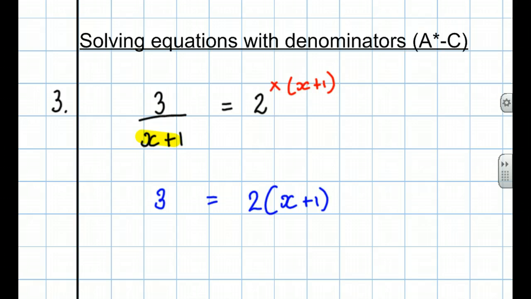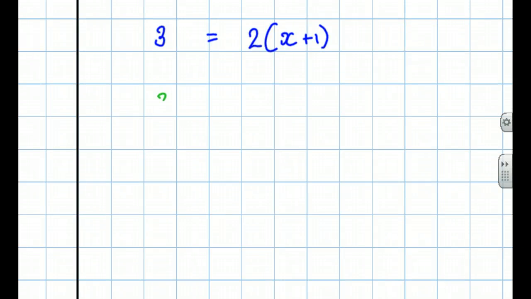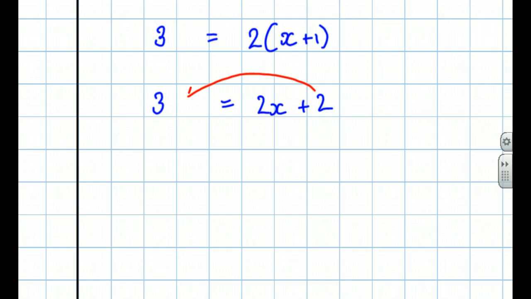Now what I'm going to do here is expand the bracket. So you get 3, must be consistent with my colours, blue is what the pupil should be writing. 3 is equal to 2x plus 2. Take 2 from both sides, so 1 is equal to 2x, and take the number in front of x and put it underneath. So 1 over 2, or a half, is what x must be equal to.